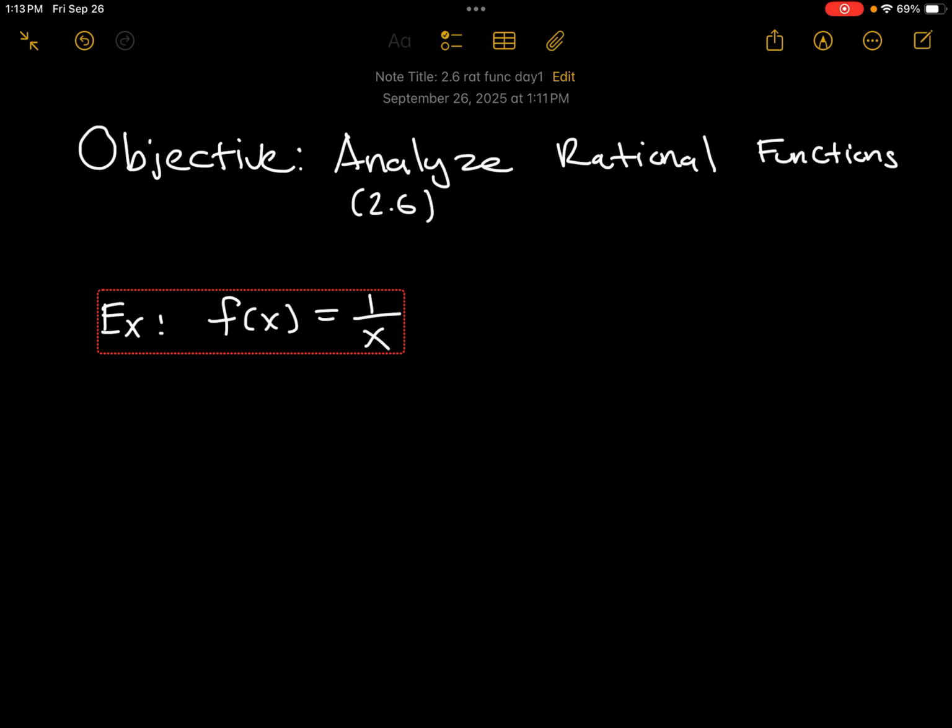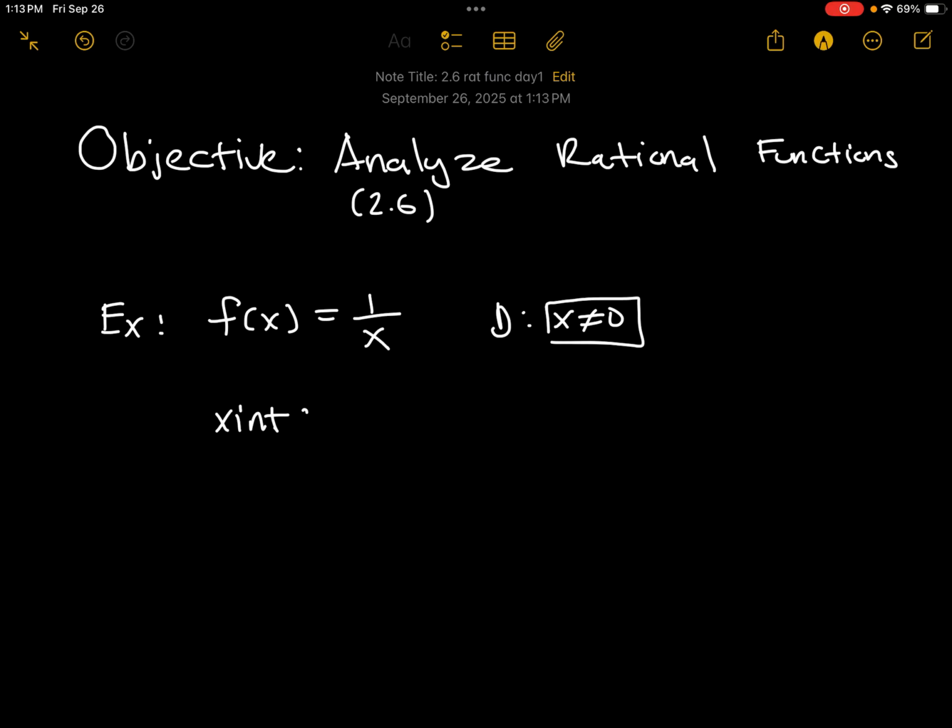Okay, so the domain, as you know, is found by setting the denominator not equal to 0, right, and solving for x. Okay, so obviously x can't equal 0, right, because you'd be dividing by 0. Okay, so that's not necessarily new information for you. But let's find the zeros, or the x-intercepts. So the x-intercepts of this rational function is found by setting f of x equal to 0, and then solving for x, right? In other words, the zeros, the roots, the solutions.